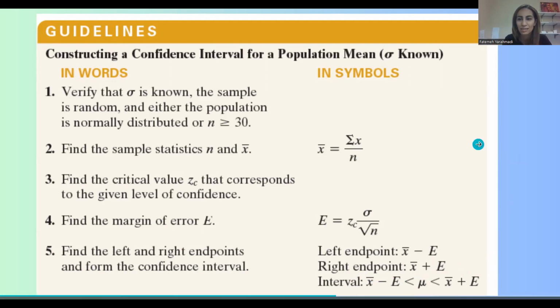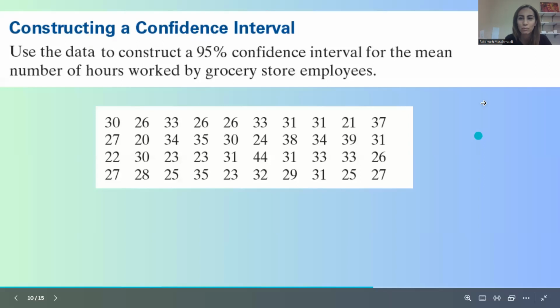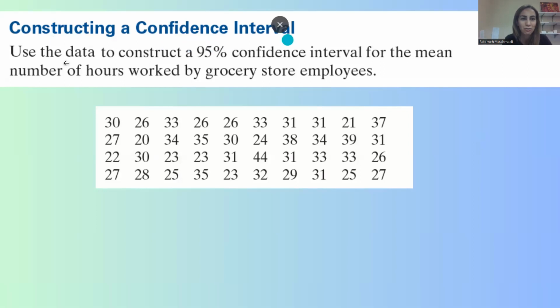So let us take a look at one example. We're going back to the original example that we did in class. Constructing a confidence interval. Use the data to construct a 95% confidence interval for the mean number of hours worked by grocery store employees. These are the number of hours, and remember that sigma is given to us as 7.9 hours.